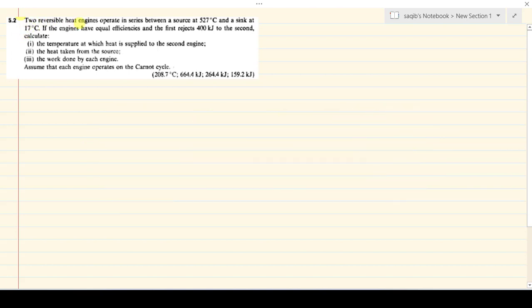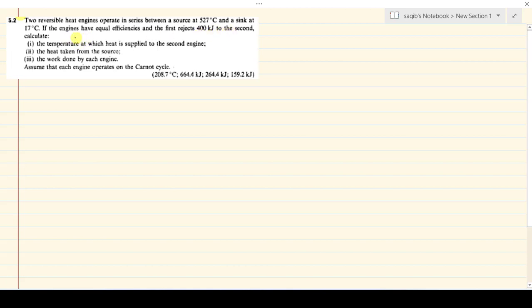Two reversible heat engines operate in series between a source at 527 centigrade and a sink at 17 centigrade. If the engines have equal efficiency, both engines in this problem are working on equal efficiency. And the heat rejected by the first one is 400 kilojoule to the second.